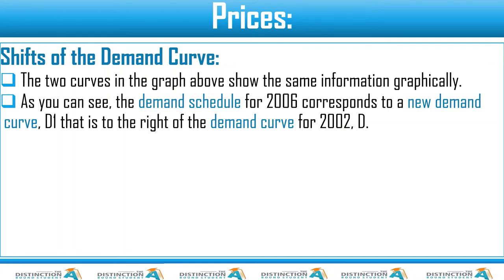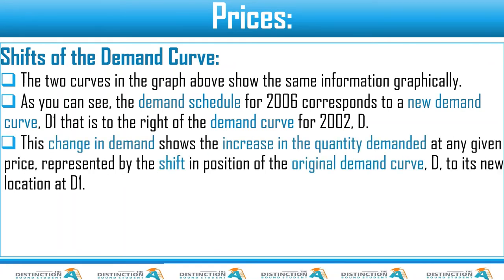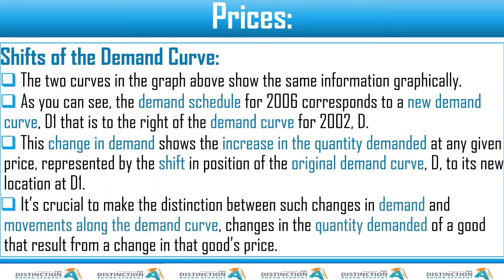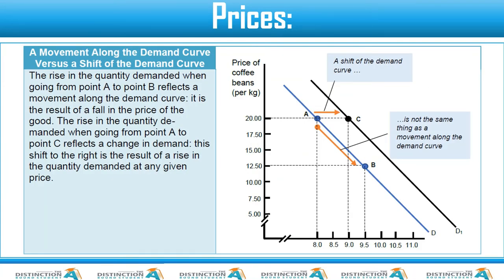D1 is to the right of the demand curve for 2002, which is D. This change in demand shows an increase in quantity demanded at any given price, represented by the shift in the position of the original demand curve D to its new location D1. It's crucial to make the distinction between such changes in demand and movements along the demand curve. Changes in the quantity demanded of a good result from a change in that good's price.